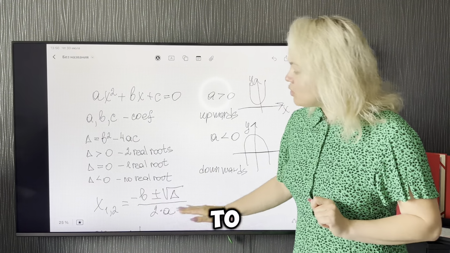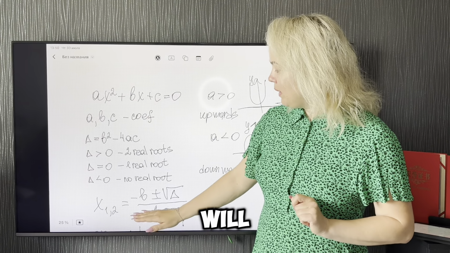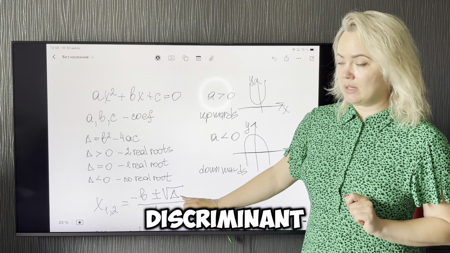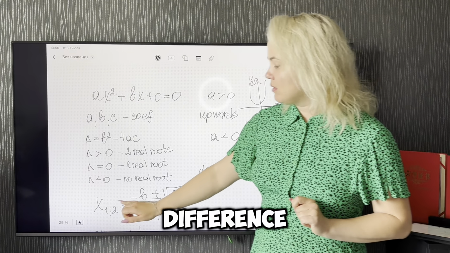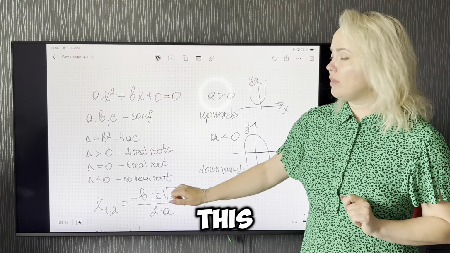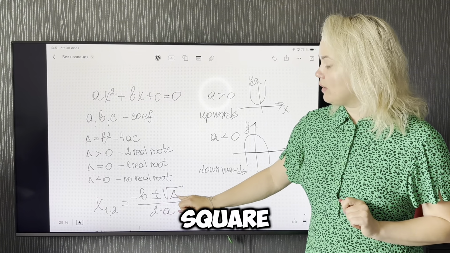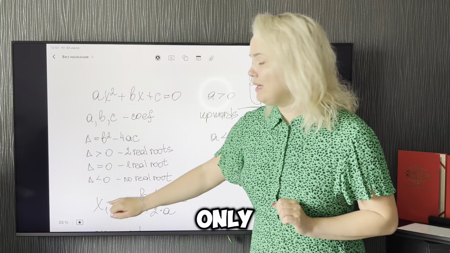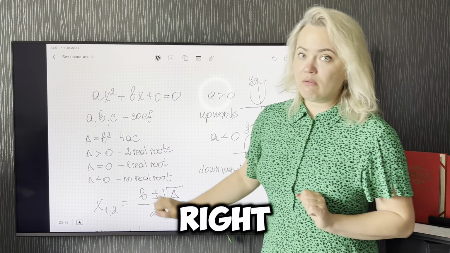The standard formula to obtain roots of the quadratic equation using the discriminant includes coefficient b, coefficient a, and the discriminant. Put your attention on the square root of the discriminant. The difference between the first root and the second one is the plus or minus before this square root. When the discriminant is equal to 0, the square root of 0 will give us 0. So here we will have only one real root.